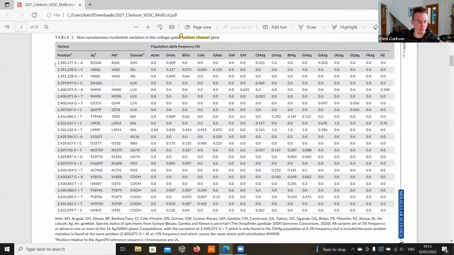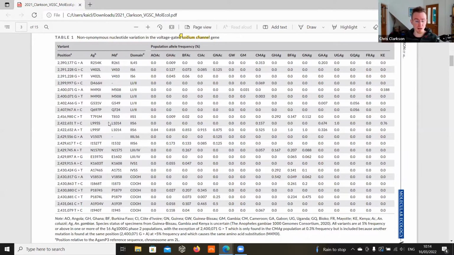We've got the position of the nucleotide change and then the nucleotide change itself. So here, this is the position on the 2L chromosome arm, because that's where the VGSC gene is. We've got a G to A nucleotide change, which causes this R254K amino acid change. We've also put the amino acid position that changes in Musca domestica, the housefly. That's because a lot of the research into VGSC and insecticide resistance has been done using the housefly. So a lot of people know these positions based on the housefly amino acid numbering.